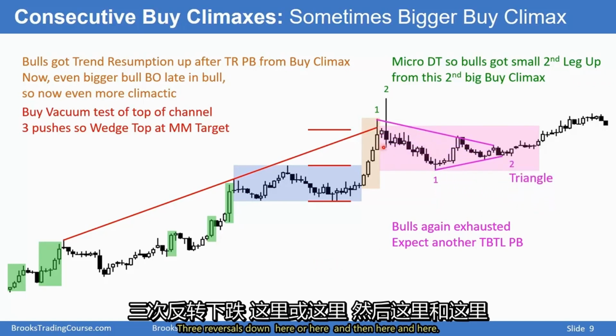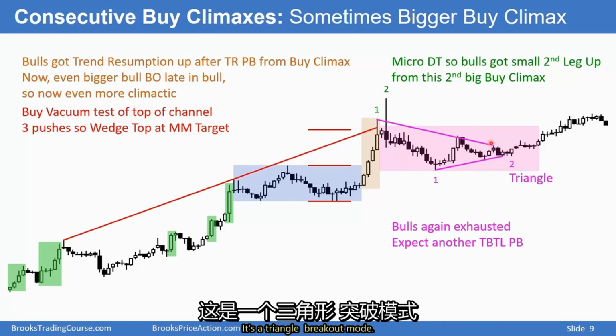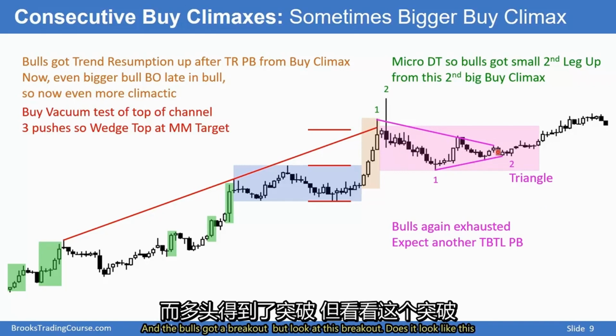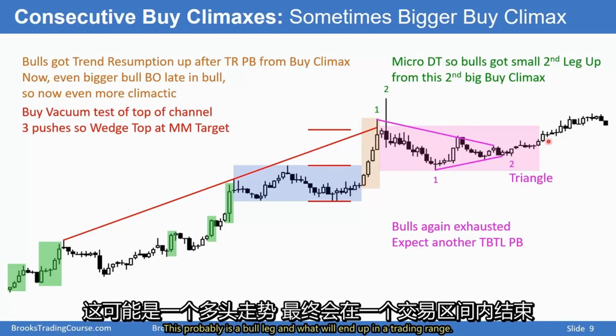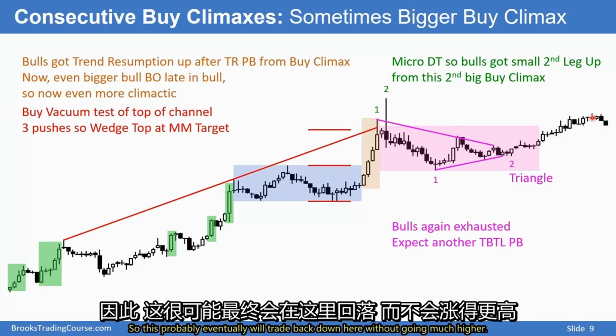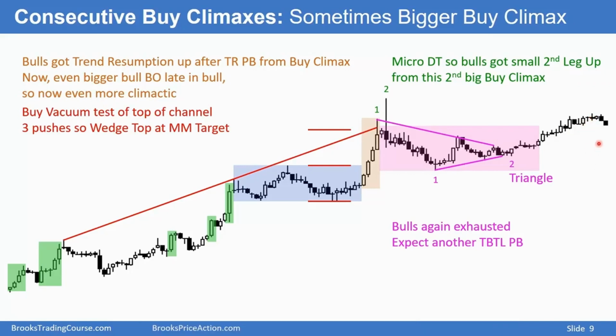3 reversals down, here or here, and then here and here. It's a triangle, breakout mode. And the bulls got a breakout. But look at this breakout. Does it look like this? No, it's small bars, doji bars. This probably is a bull leg and what will end up in a trading range. So this probably eventually will trade back down here without going much higher.